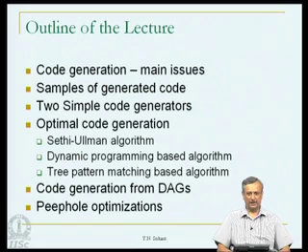Then we are going to look at the method of generating code from directed acyclic graphs. This problem is NP complete, so we need some heuristics to solve this problem. Finally, we will talk about peephole optimizations, which are machine dependent optimizations.